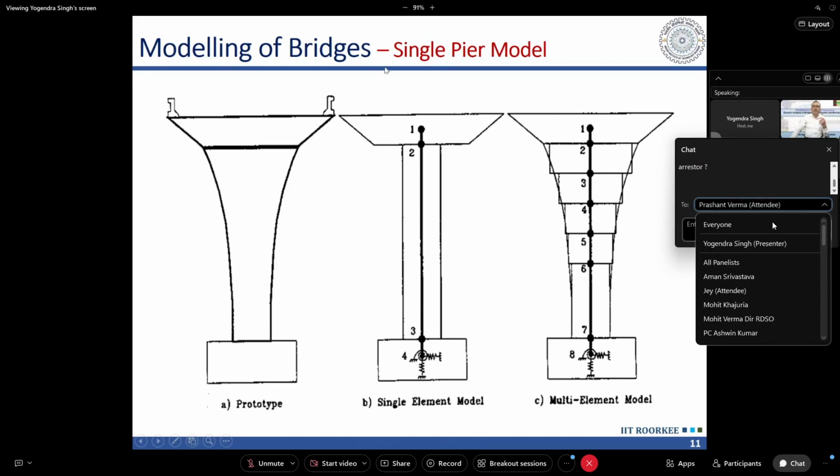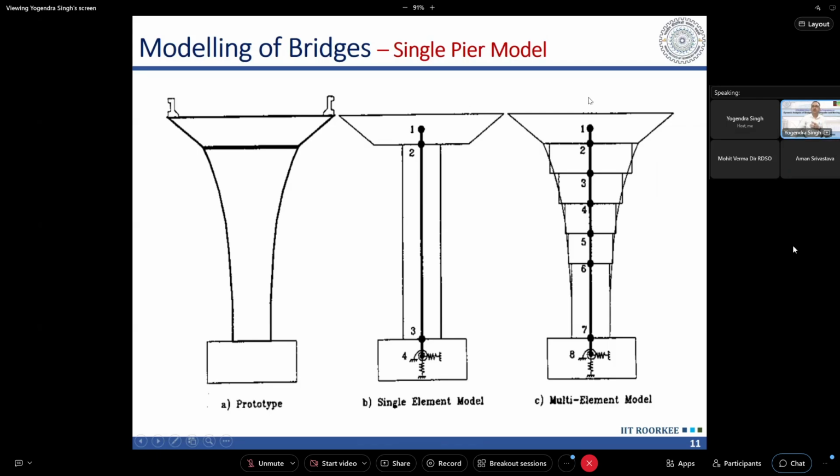when we are doing the modeling of the bridges, depending on how much sophistication we want, different types of models are available. The simplest model is what we call the single pier model. So we model individual piers. A pier is modeled as a vertical frame element, or it may be modeled as a series of vertical frame elements. A single frame element is shown in this case, and the mass of the superstructure is lumped at the top of this vertical frame element.